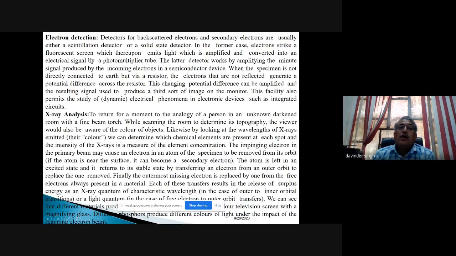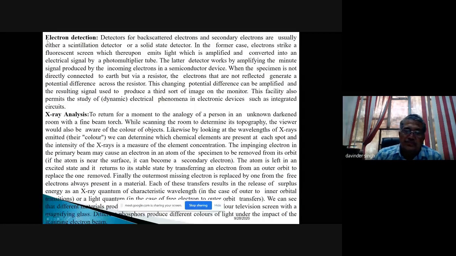Now, I told you electron detection is more important. So what type of detector are we generally using for SEM or TEM? Detectors for backscattered electrons and secondary electrons are usually either a scintillating detector or a solid state detector. In the first case, these electrons strike a fluorescent screen, which thereupon emits light, which is amplified and converted into an electrical signal by a photomultiplier tube. The solid state detector works by amplifying the minute signal produced by an incoming electron in a semiconductor device.